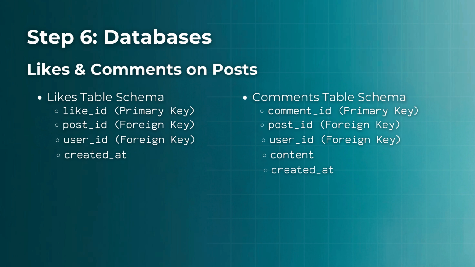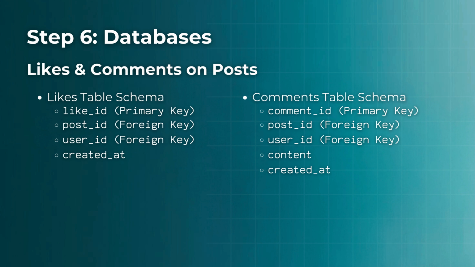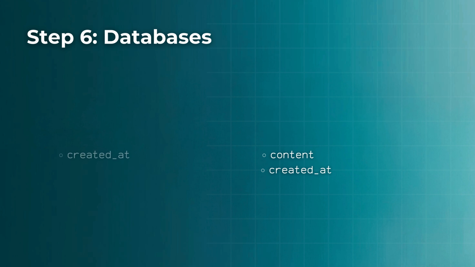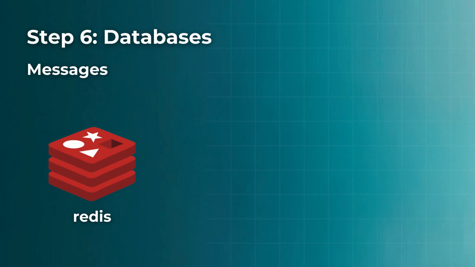This setup is efficient, scalable, and makes it easy to add new features like comment replies or reactions later. Let's dive into sending direct messages between users. When we talk about messaging, the key here is fast and efficient real-time communication. For that, a tool like Redis is fantastic. Redis works as a key-value store, and it's great for handling messaging queues or short-lived messages, perfect for real-time performance.